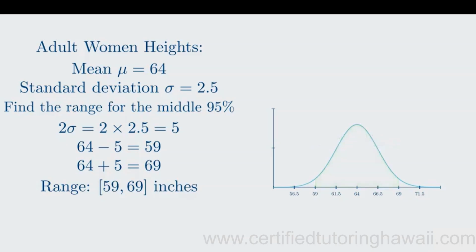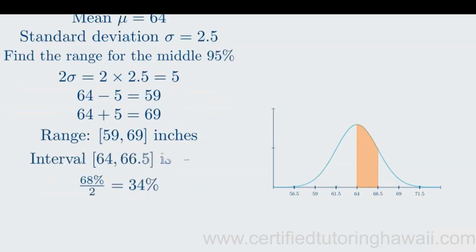What if we wanted the probability of a woman being between 64 and 66.5 inches? Since 64 is the mean, and 66.5 is one standard deviation above, and we know 68% is within one standard deviation on both sides, we just divide that by 2. There is about a 34% chance a randomly selected woman falls in this specific interval.